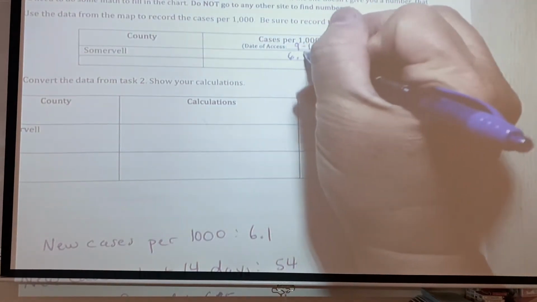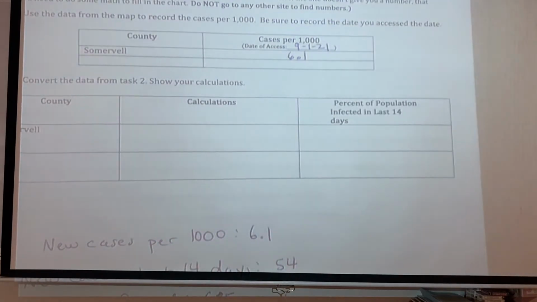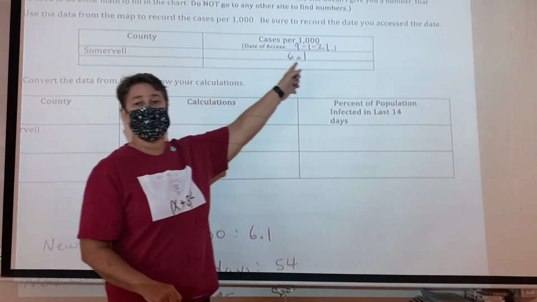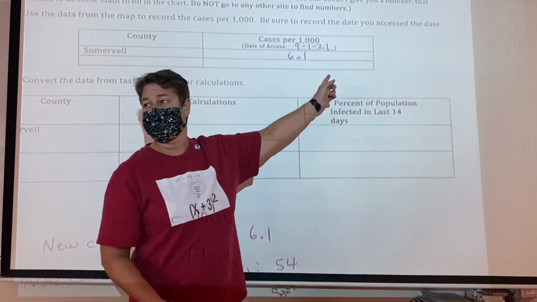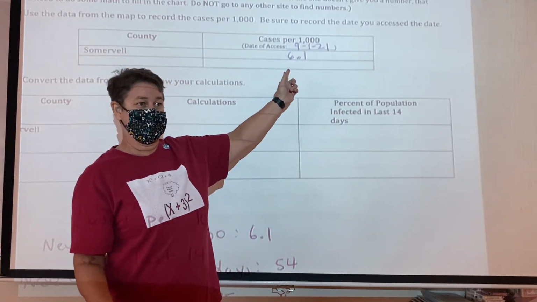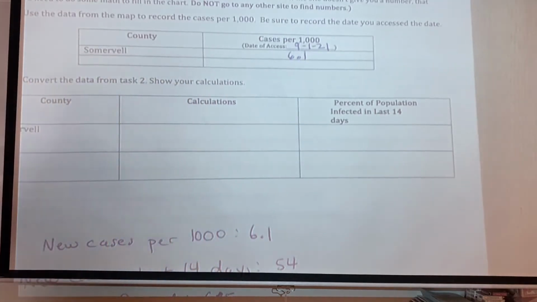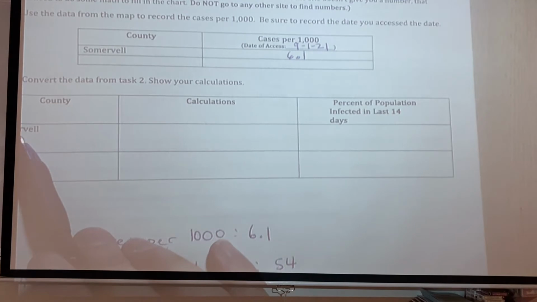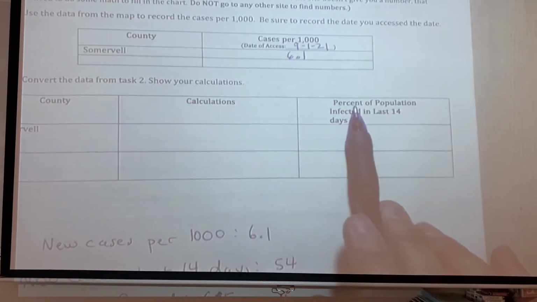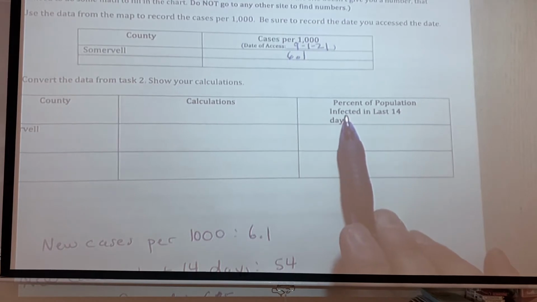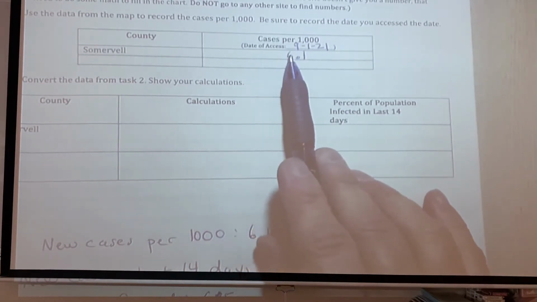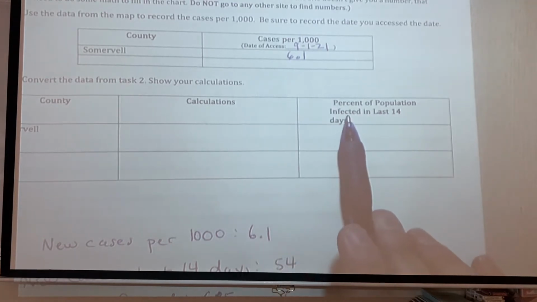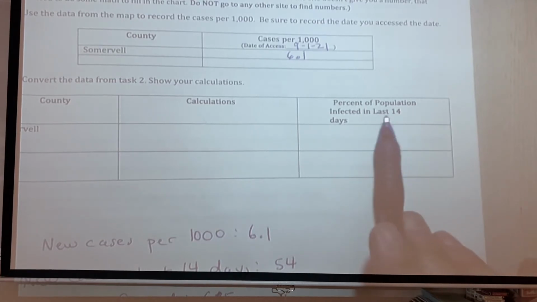What that means is for every 1,000 people in the county, 6.1 of them has gotten COVID. So for every 1,000 that there are, 6.1 of them has gotten COVID. Then, in Somerville County, what percent of the population has been infected? This is in the last 2 weeks, by the way. So I want to know what percent of the population was infected in the last 2 weeks, in the last 14 days.